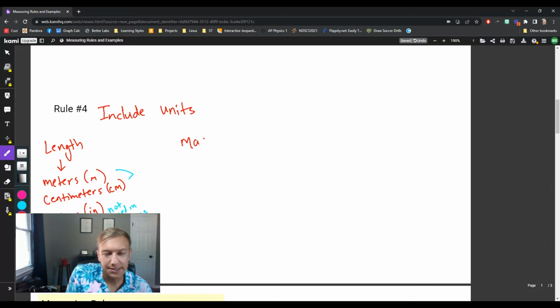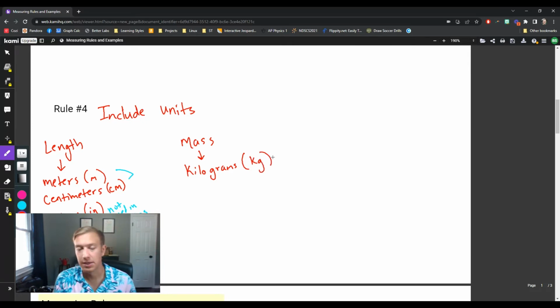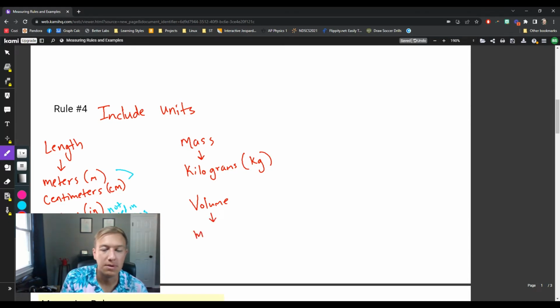For things like mass, we might use things like kilograms or grams. We'll have another video that talks about these units more in detail and what they mean, but maybe we use kilograms. Let's see, what else? What's another unit that we could use? Well, volume, the amount of stuff, the space that things take up. Maybe we'll use milliliters.